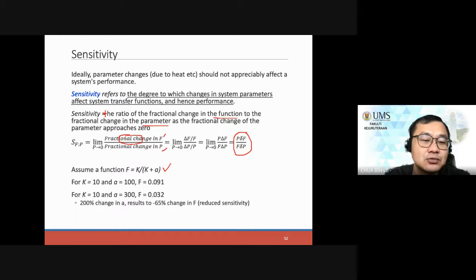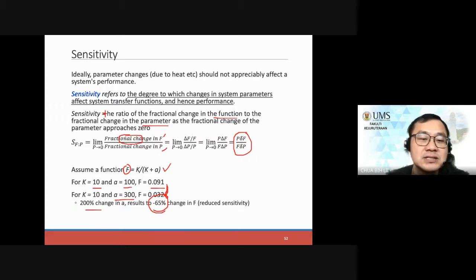So what we intend to see, the sensitivity over here, is we try with different values. Let's put f(k) equals 10 and k equals 100. Therefore we may get the f value equals 0.091. When we change the a value to 300, the value changes to 0.032, meaning there is a reduction of 65%. When we increase this a value to 300, that means a 200% change. So you can see that when you increase a by 200%, this one only decreases by about 65%.